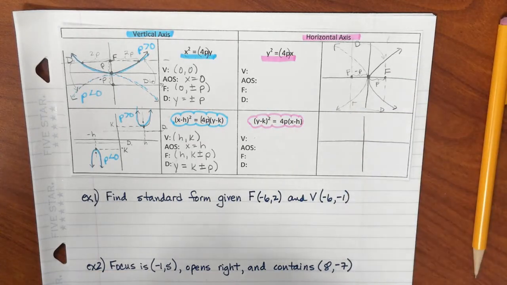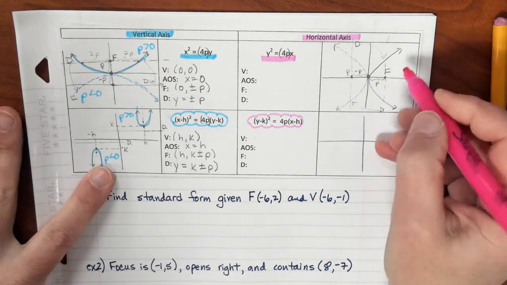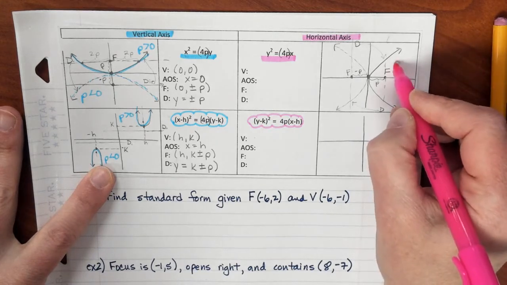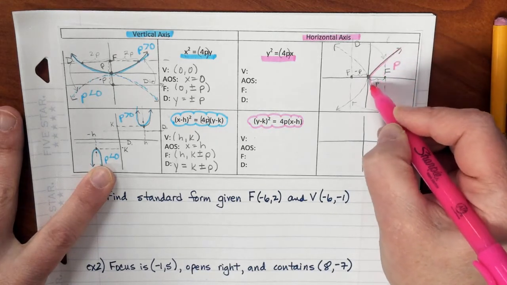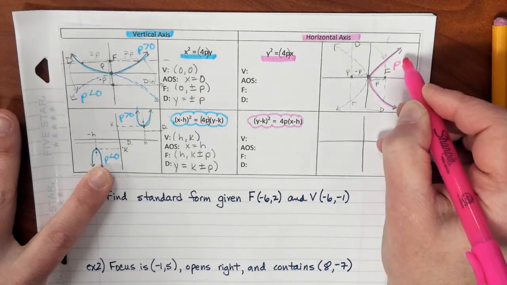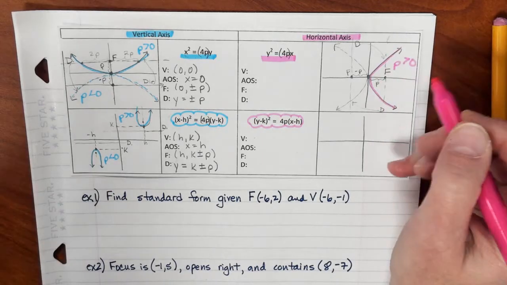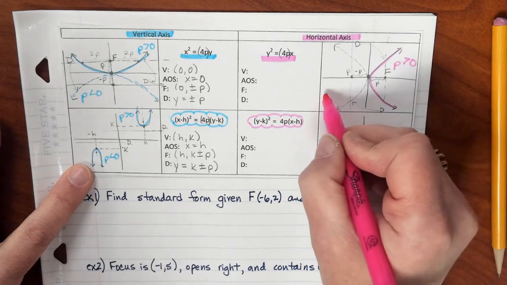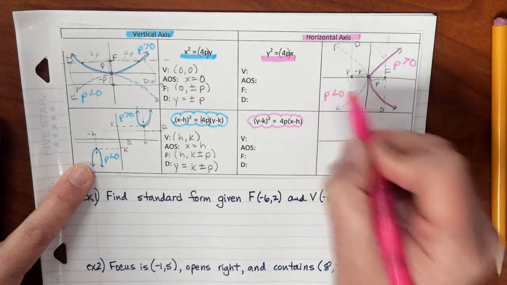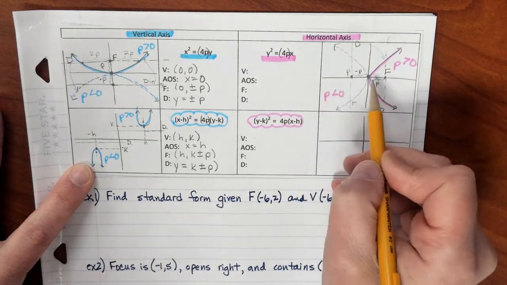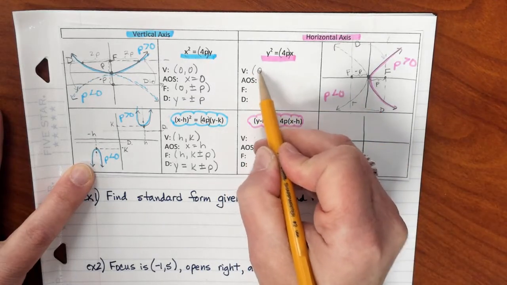Let's make note about the p values. If I open to the right, then p is greater than 0, I apologize. If it opens to the left, p is less than 0. Let's fill in some of our chart here. The vertex is still at the origin.